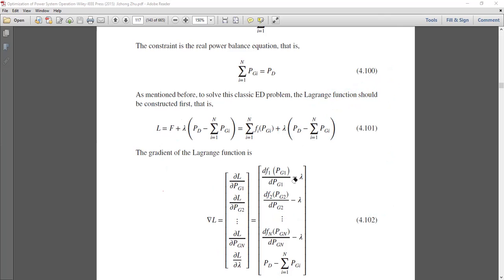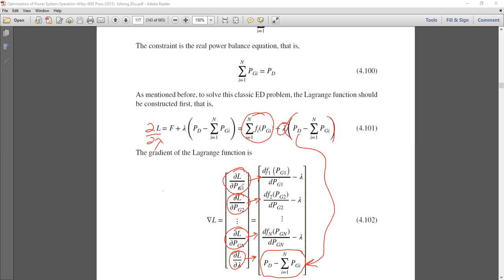Once you calculate it, what should you get in return? By now you should be able to do this. Theoretically we have 8 weeks of classes, and probably 5 weeks of classes have gone by. So by now you should be able to calculate this. What is ∂L/∂lambda? You take ∂L/∂lambda. There is no lambda in the first term and there is a single lambda, so simply you will get this: PD minus the summation of PGi for i equals 1 up to n.